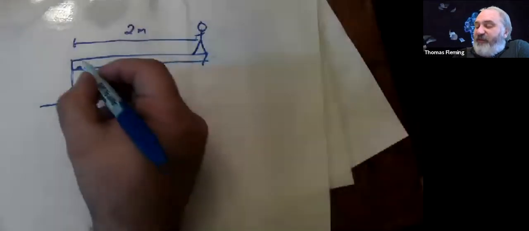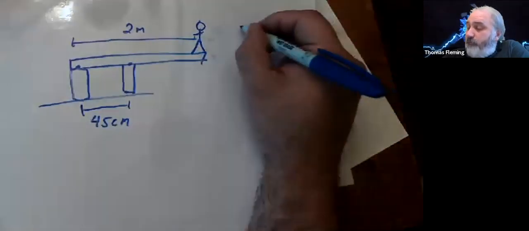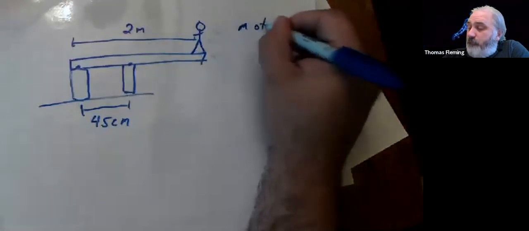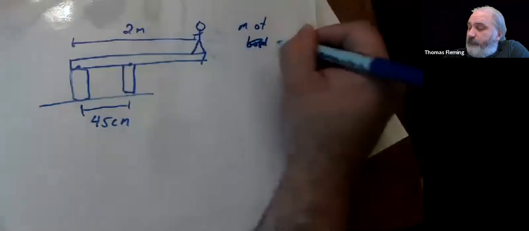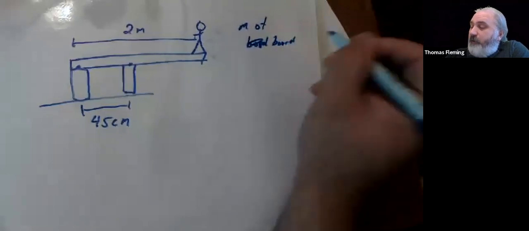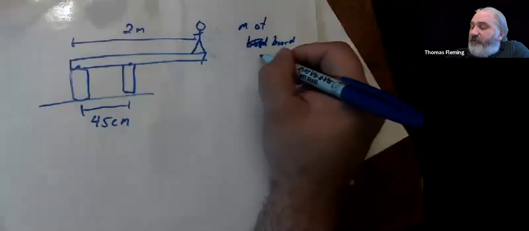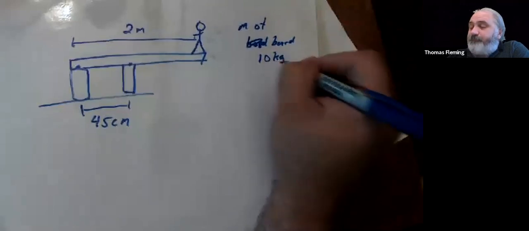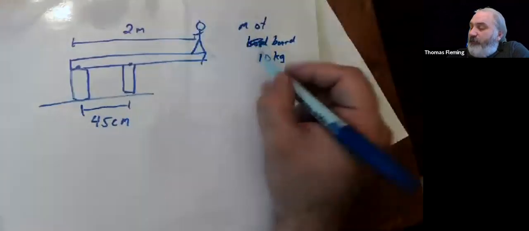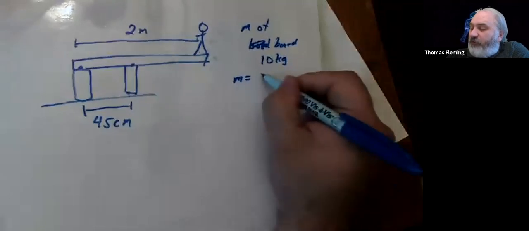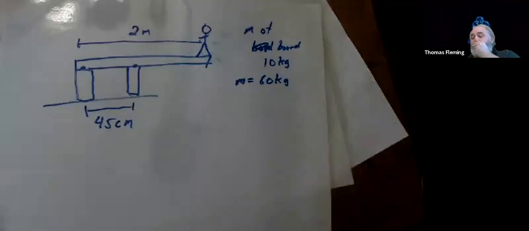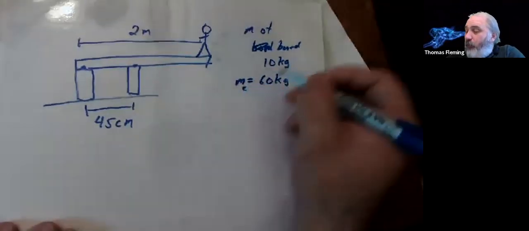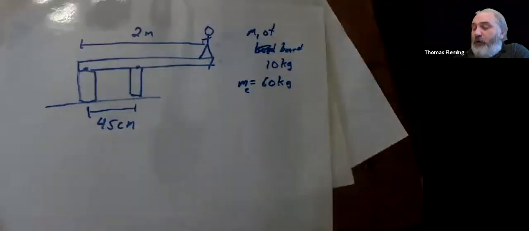And let's say that the diving board itself, the mass of the diving board, let's have that be something like 10 kilograms. Now, the diver, let's put their mass at something closer to 60 kilograms. So I'll call them M1 and M2. So M1 is the board, M2 is the diver.